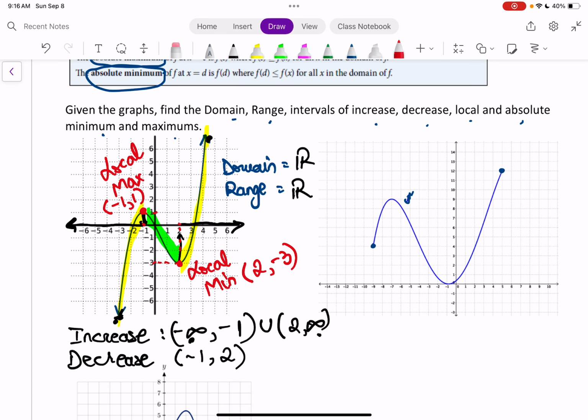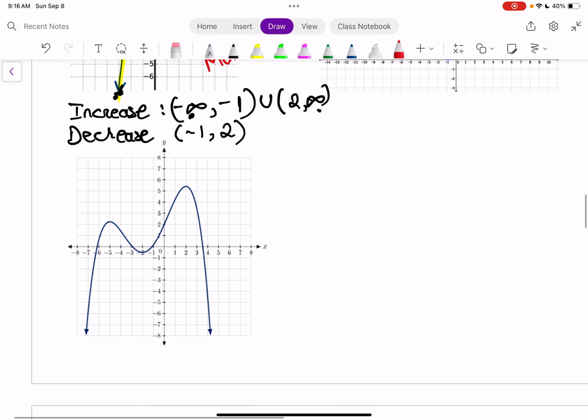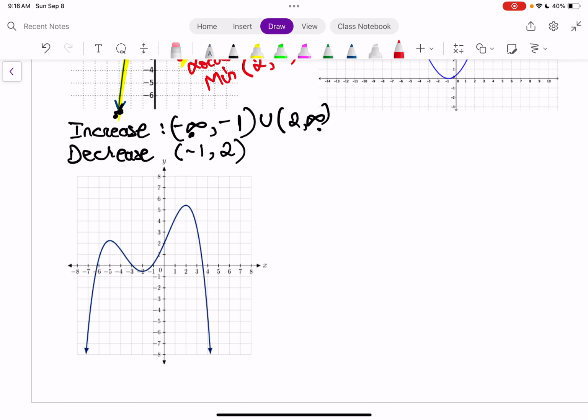Okay, I'm going to head down a little bit because it's a similar graph, except something else is happening in this graph. So we're going to head to this example next. First things first, what is the domain and what is the range?